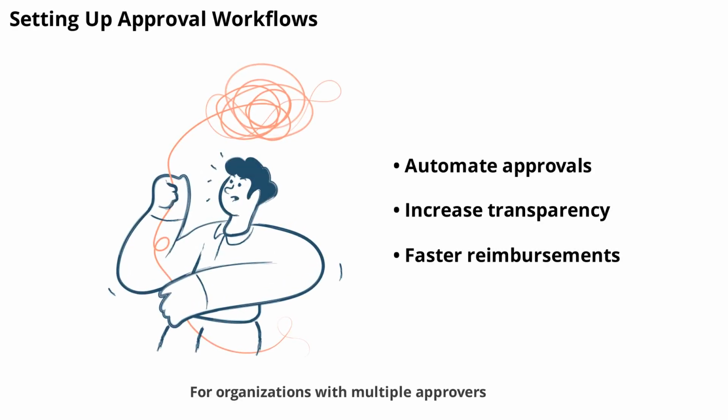For organizations with multiple approvers, some invoicing software lets you set up approval workflows. This means your expenses and invoices are automatically routed to the right person for review. Setting up workflows ensures transparency and speeds up the reimbursement process. Check your software settings to configure approval steps according to your company's policy.